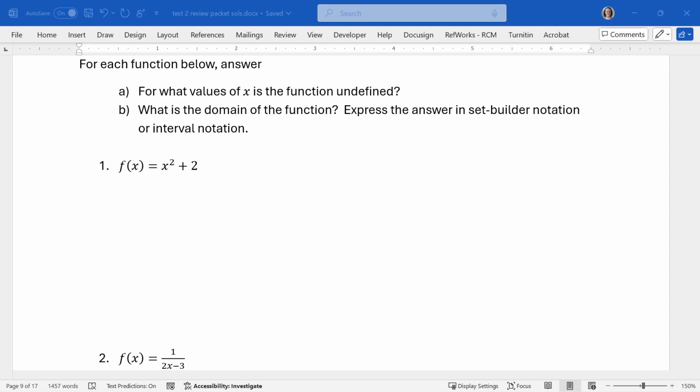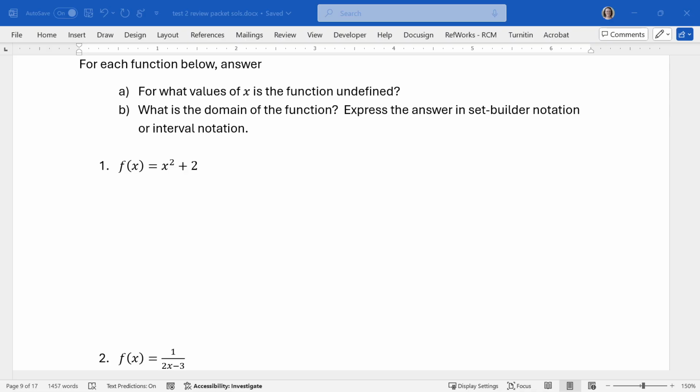Okay, let's go over some problems where we find the domain of a function. So I have some functions here, and I want to answer two questions about each function. Part A, for what values of x is the function undefined? And part B, what is the domain of the function? Express the answer in set builder notation or interval notation.